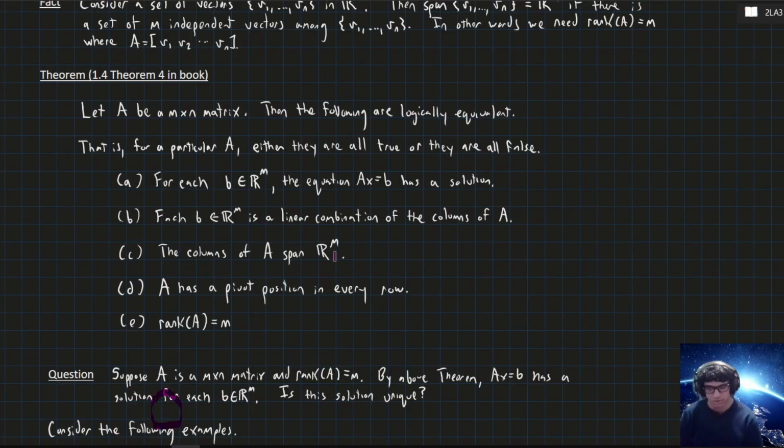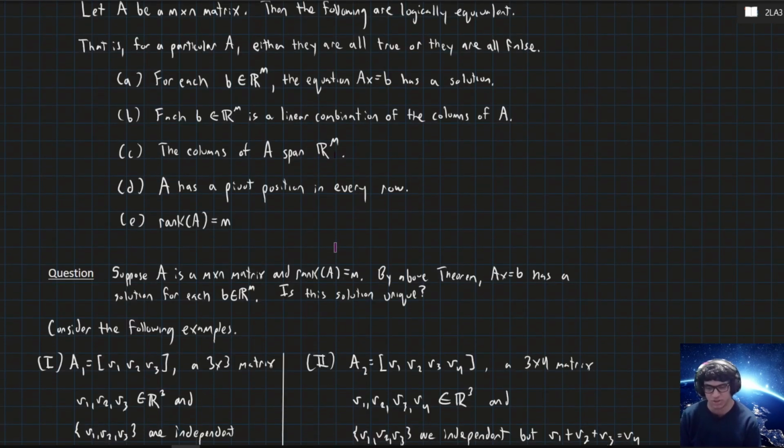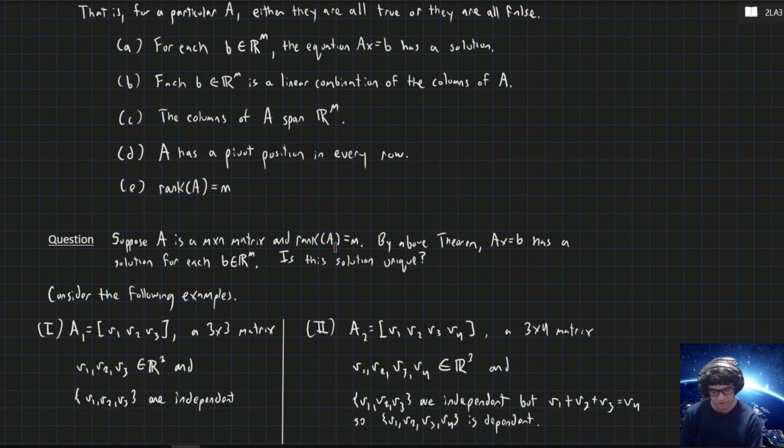So we'll illustrate the answer to this question by looking at two examples here. The first example is the matrix A1. In A1, I'm going to have 3 vectors in R3, so it's going to be a 3 by 3 matrix. V1, V2, V3 are the columns, and I'm going to have the condition that it's an independent set. So that's the first example.